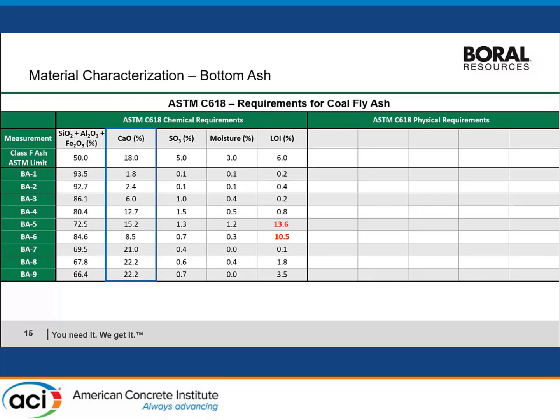This could be due to a number of reasons: potentially some native carbon content, some unburnt coal, and some gypsum was identified in one of the XRDs. So there are a couple of reasons why that LOI may be too high and would need some form of remediation.